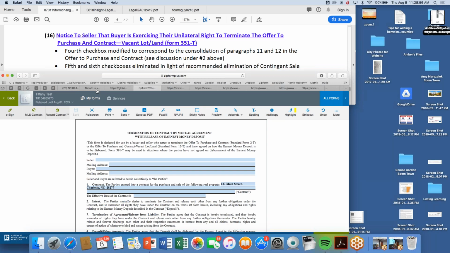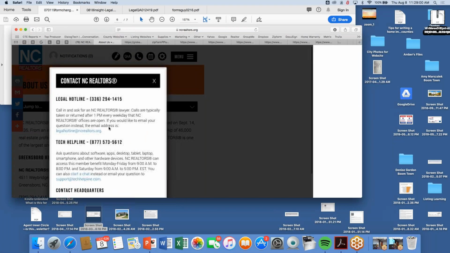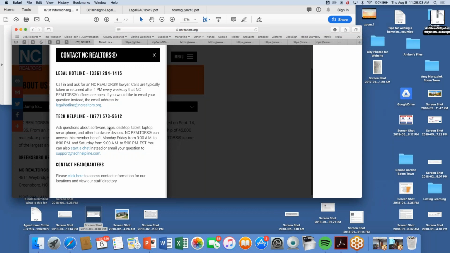So from a legal hotline standpoint, do you guys know that we have a legal hotline that is free in North Carolina that lawyers answer? And we have a tech helpline. And when we say tech helpline, that means anything. So if you have a problem with your desktop, your laptop, your tablet, your smartphone, you can call our tech helpline at no cost. And that is through the North Carolina Realtor Association. That is a benefit to you that you can utilize. I don't think a lot of people know about it, so I just wanted to share that with you.